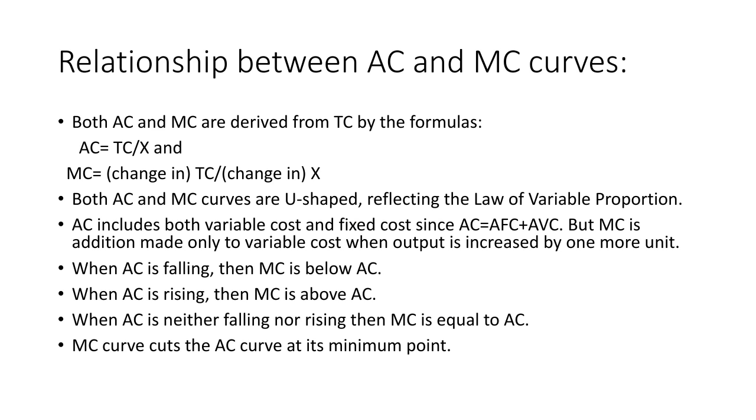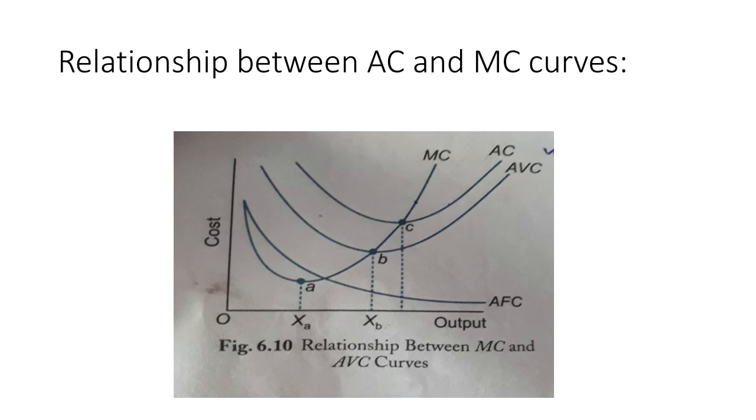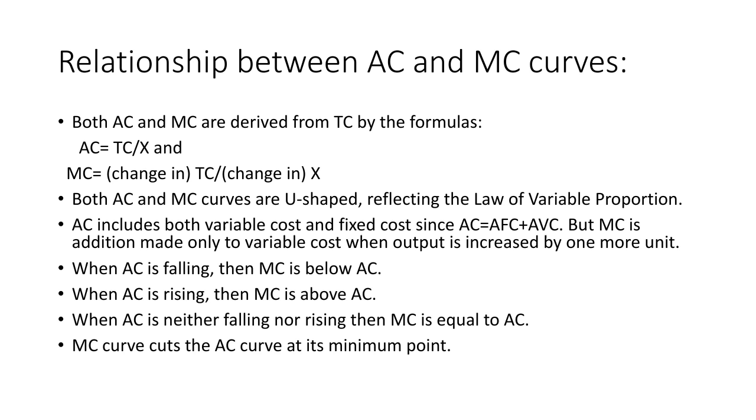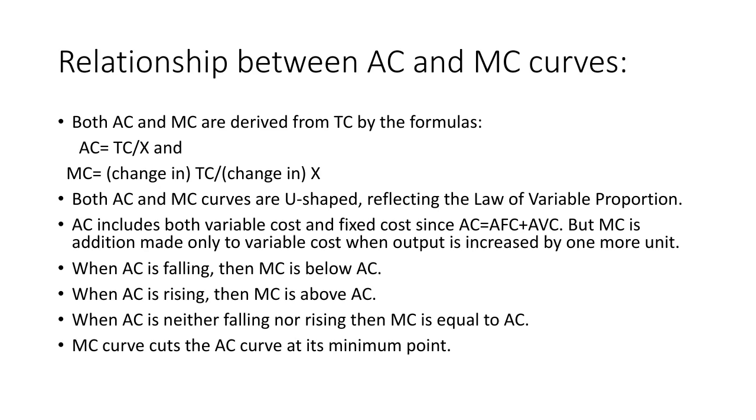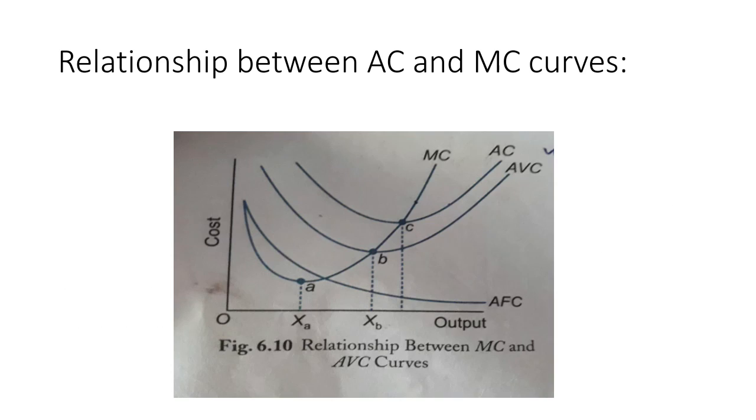So when AC is falling, MC is below the AC curve, and when AC is rising, MC is above the AC curve. And when AC is neither falling nor rising, then MC is equal to AC. You can see at the point here, AC is equal to MC, and this is the minimum point of AC. AC is neither rising nor falling, it is remaining stable there.